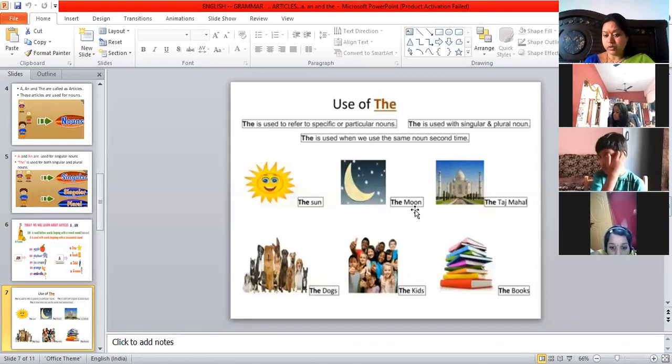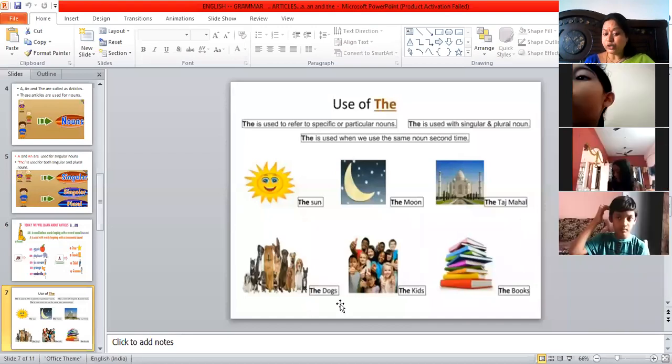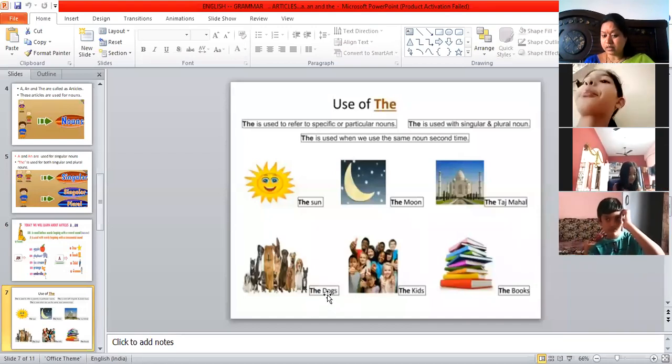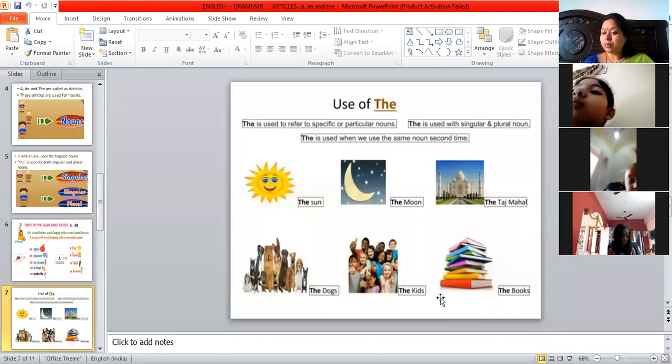Similarly, the moon. And the Taj Mahal. The dogs, because it is a plural noun. The kids. The women. So they are plural. So the goes with plural. The man, singular.